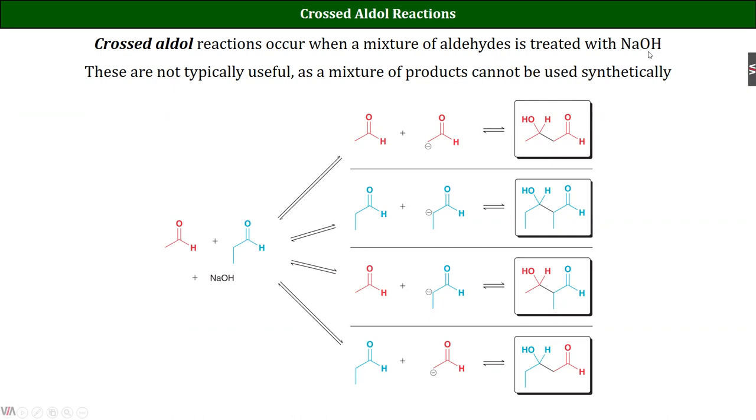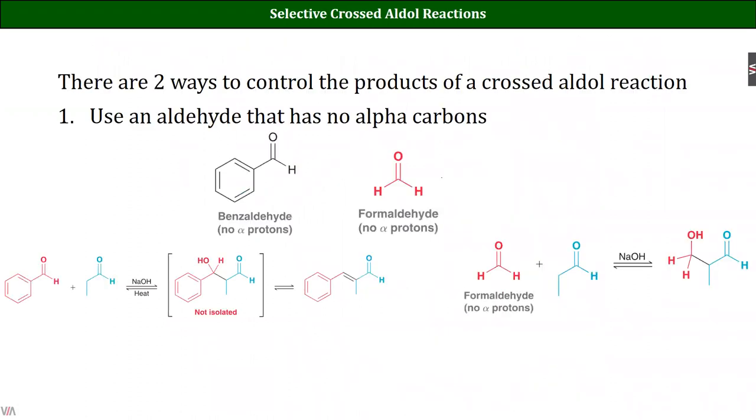Because if we just use sodium hydroxide and we get that equilibrium mixture of enolate reacting with another carbonyl, you could wind up, say if we have ethanal and propanal, with two crossed products and then two symmetric products. So not all that helpful synthetically. Because at the very least, assuming they all have the same probability, you're limiting yourself to about a 25% yield. So if we want to control that, we just make sure it's not an equilibrium reaction.